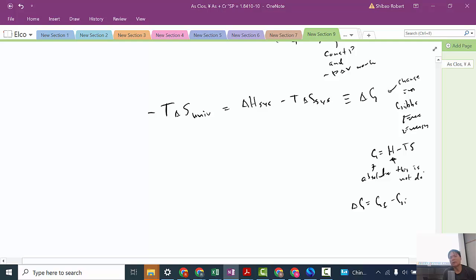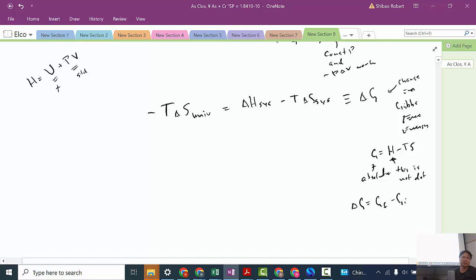Not determined. S is determined. There's no problem with S. H is the problem. H is the problem because of the potential energy term. Actually, this is also from Chem 1A. What is H equal to? H is equal to U plus PV. And so it's just the total energy with this PV. And the PV comes from the interaction of the system and the surroundings. So this is the problem here.